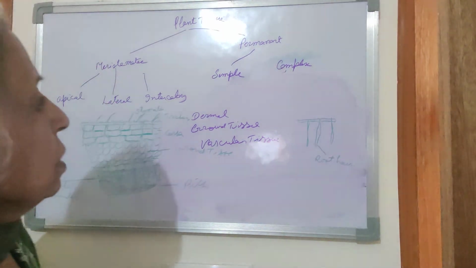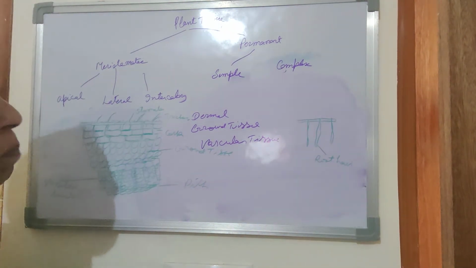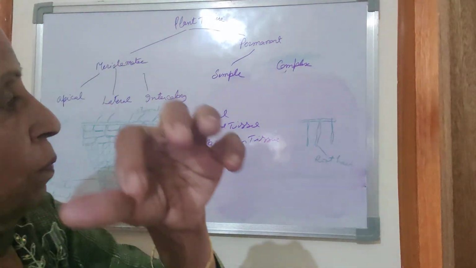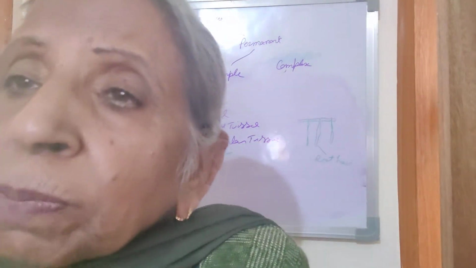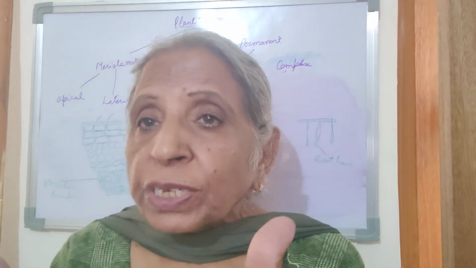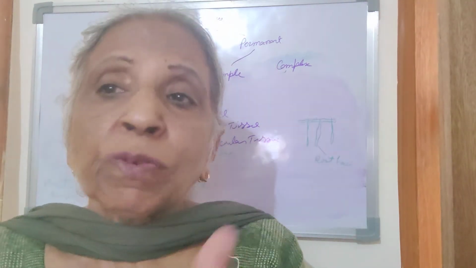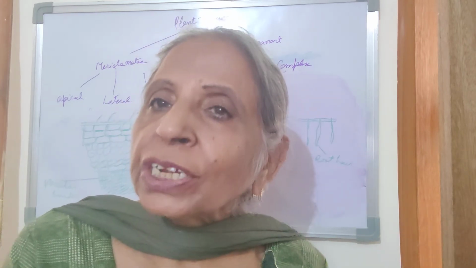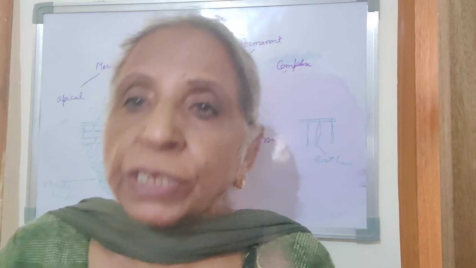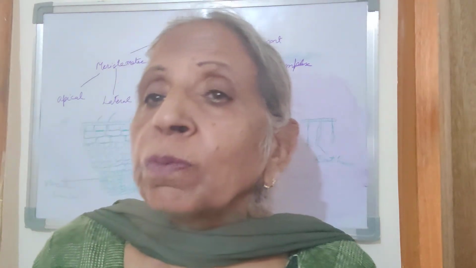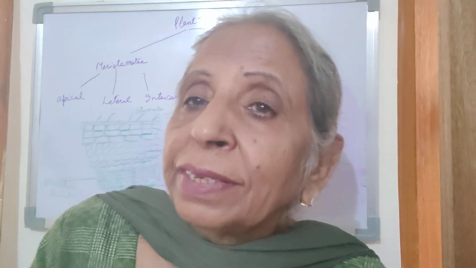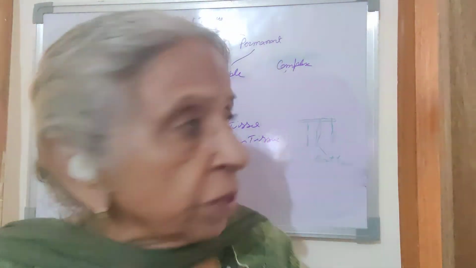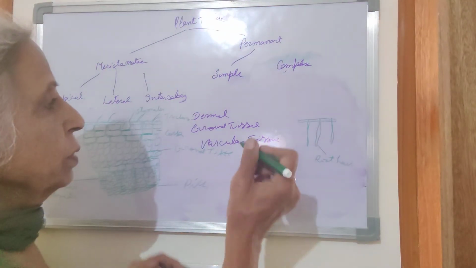Then this is all about simple permanent tissue. Then comes complex permanent tissue, when more than one type of cells are grouped together to perform the same set of functions. Did you follow my point? In simple permanent tissue, a single type of cells are grouped together to perform the same function. But in complex permanent tissue, more than one type of cells are grouped together to perform a specific function. It is of two types, xylem and phloem.